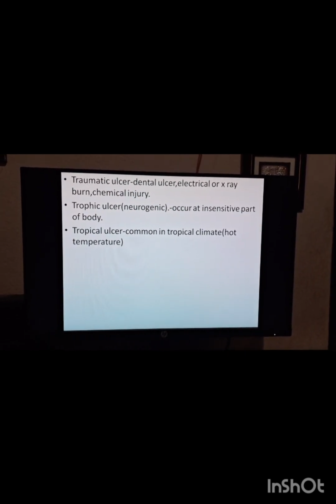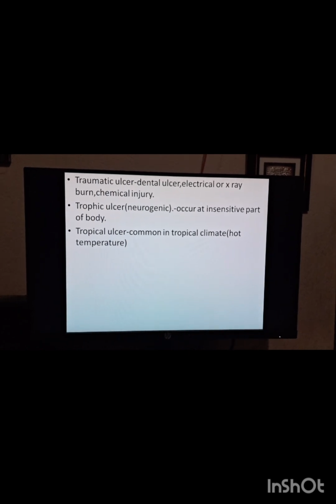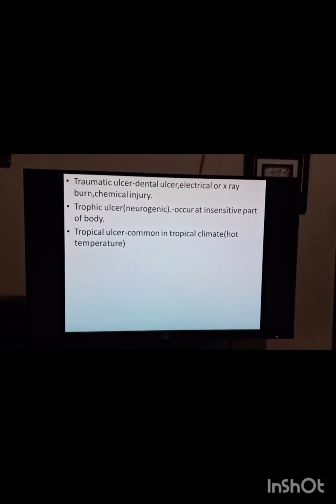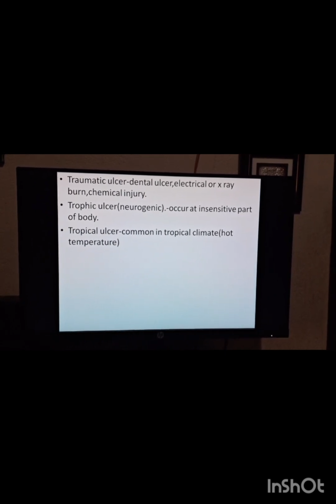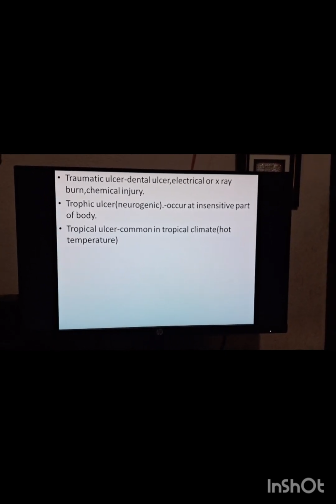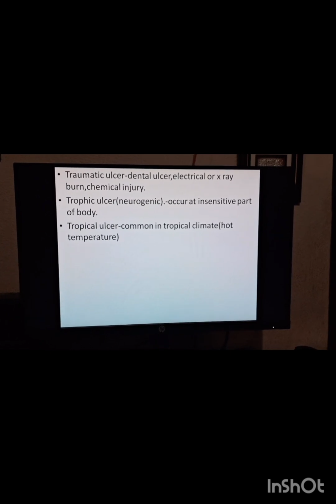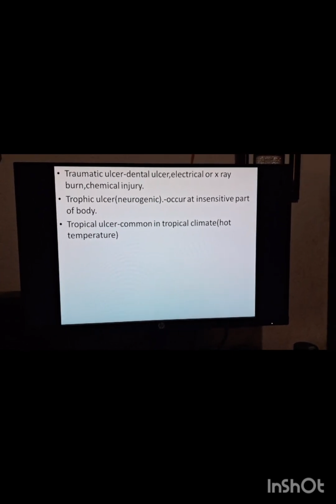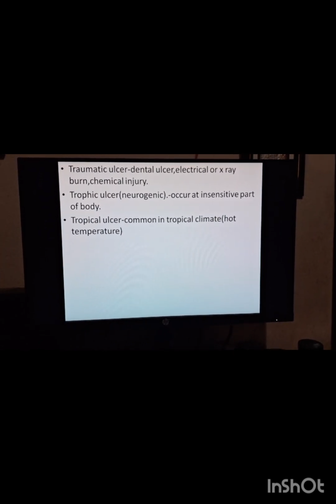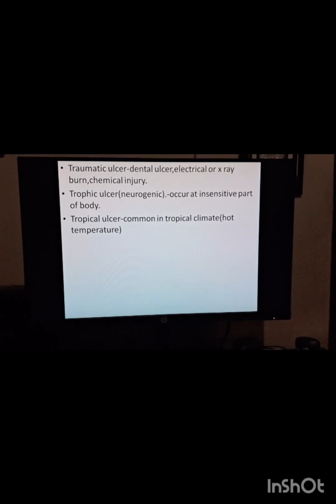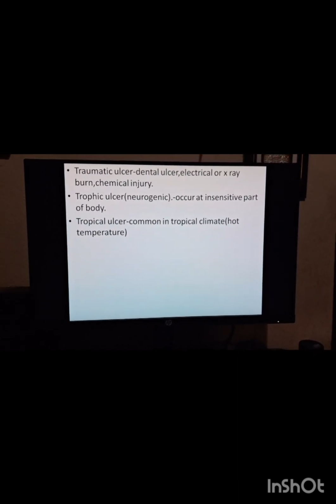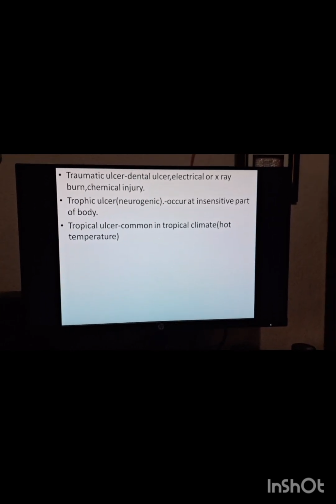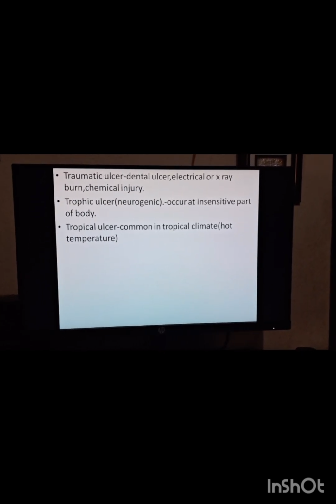The trophic ulcer, that is called neurogenic ulcer, occurs at an insensitive part of the body. There are different causes. There is a neurogenic destruction, or there is a loss or decreased sensation in some part of the body, and the patient is unaware of injury or trauma, and because of chronic pressure, this trophic ulcer occurs in an insensitive part of the body. Now, what is tropical ulcer?